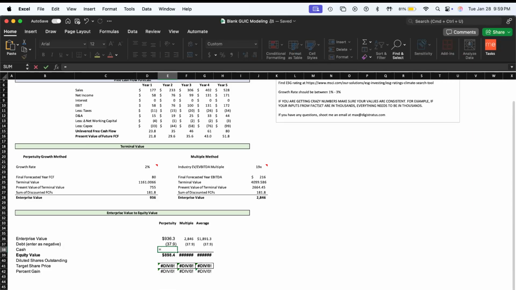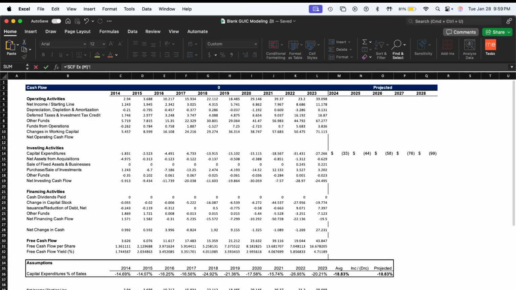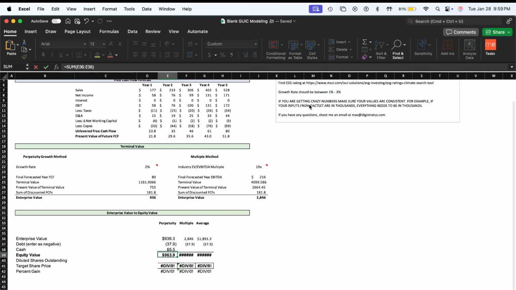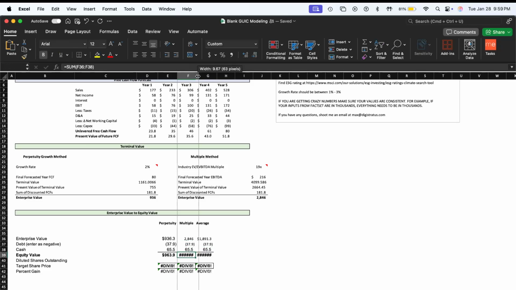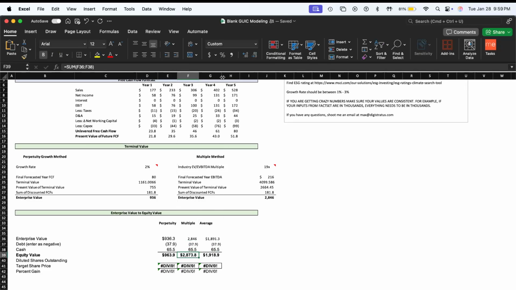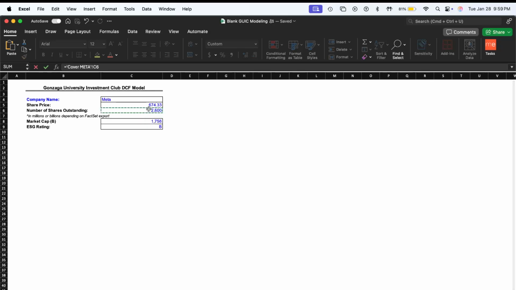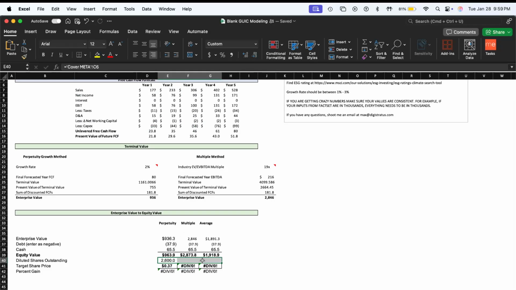Now your cash. In this case, you're just going to take your cash and cash equivalents again from your balance sheet, unless it's a very immaterial amount, but I don't really want to get into that. And so again, you're just going to take the same value. So you may need to make these columns slightly larger. Your diluted shares outstanding is again from this page. And so all you're going to do is do that.